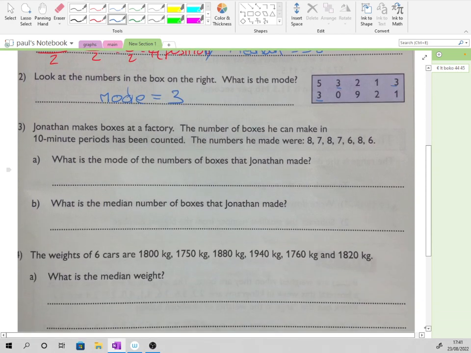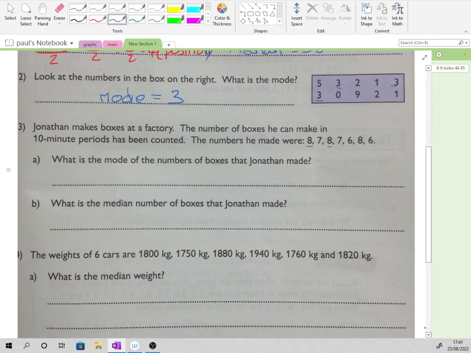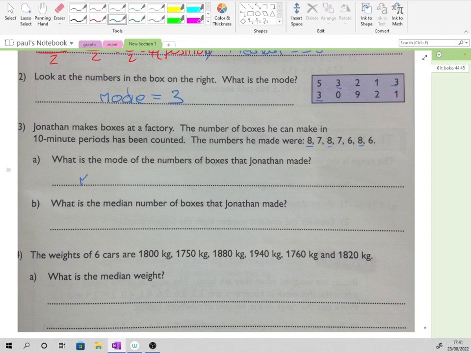Jonathan makes boxes at a factory. The number of boxes he can make in 10-minute periods have been counted. The numbers were 8, 7, 8, 7, 6, 8, 6. What's the mode? The mode is the most common, which is 8. So the most common there is 8.